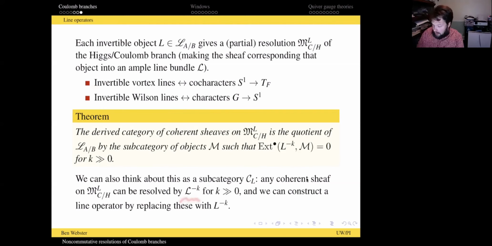you can write it as a complex of line bundles that are big negative powers of the ample line bundle. And then you can construct a line operator where you replace those with big negative powers of the object L. And that's going to be a copy of the coherent sheaves on this partial resolution sitting inside the category of line operators. And this is, I should say, all happening in DG categories. I said derived category, but I really mean everything is a DG enhancement.